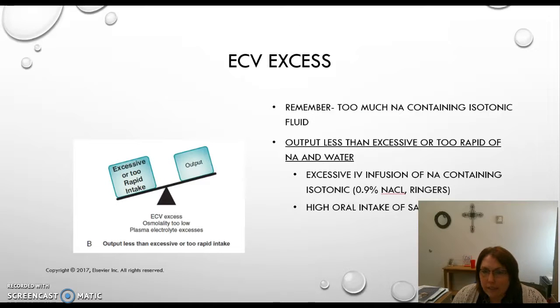Extracellular volume excess, also we can have too much sodium containing isotonic fluid. If we have too much salt, we're not going to put out the urine and the excess waste like we typically would. So output is less than excessive or too rapid intake of sodium and water. So if we have somebody, we can have excess because we get too much of something. So if we have an excess of IV infusion of sodium containing isotonic solution, 0.9% sodium chloride or Ringer's, or a high oral intake of salty foods such as you sit and eat a whole bag of sunflower seeds. Okay, this can cause us to have a diminished output.